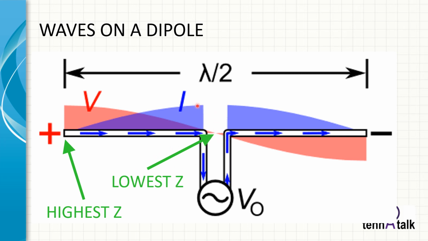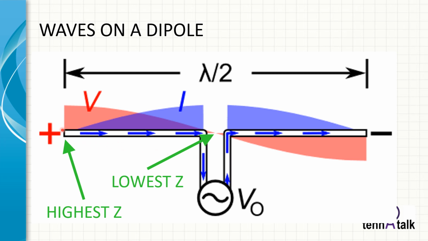That's because we have the highest current and the lowest voltage. Voltage over the current is impedance. Low voltage, high current, very low impedance. Relatively speaking, relative to thousands of ohms, we're down at 50 ohms. Hence our 50 ohm feed line matches to that.